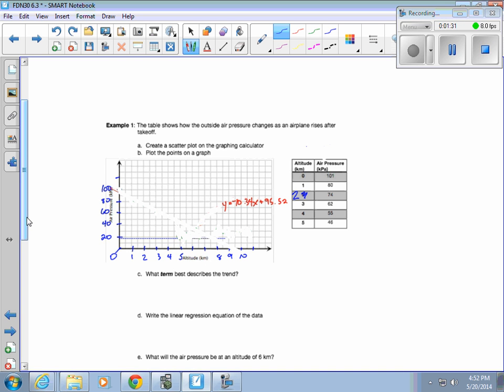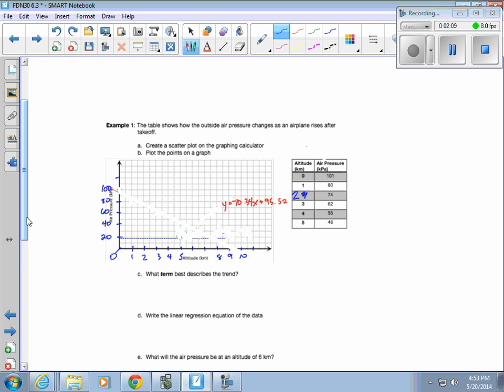It says the table shows how the outside air pressure changes as an airplane rises after takeoff. So we want to create a scatter plot on our graphing calculator and then plot the points on a graph. First we'll plot these points on our graph, and then we'll go to the scatter plot on the calculator. Across the bottom is our altitude in kilometers, so our x values. This is the independent variable, and our y is our air pressure, because that's what changes with altitude. So that is our dependent variable, or our y.